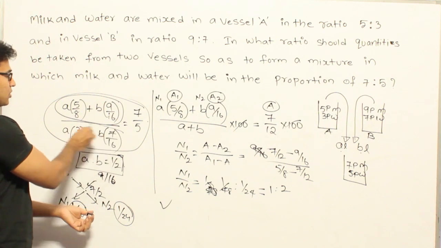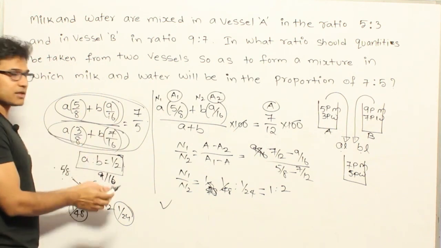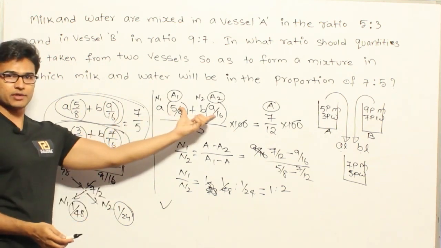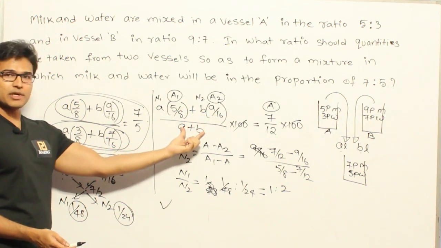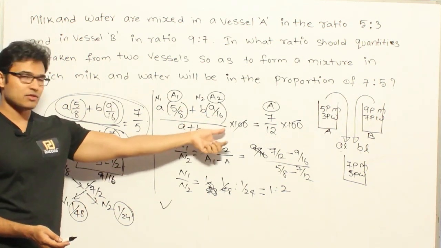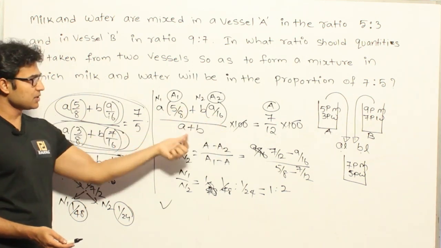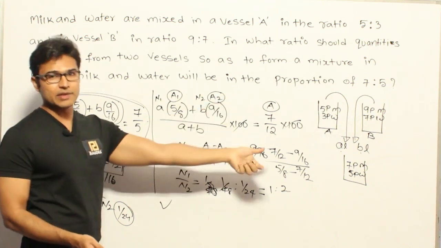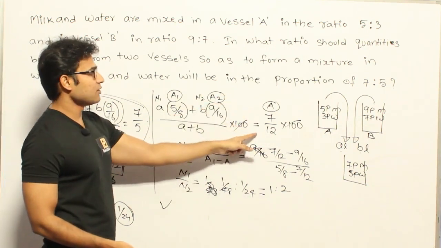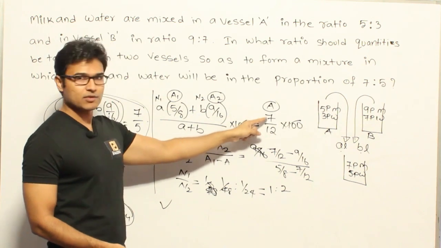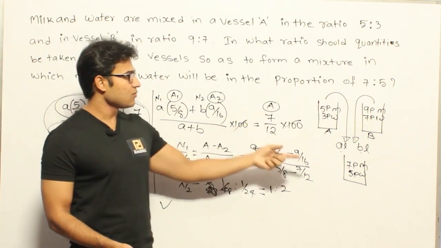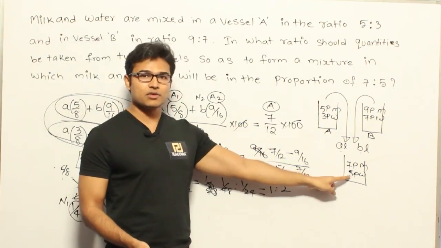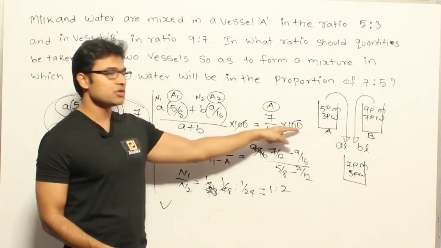Now this is the total milk present. Now I will put it here in the numerator, and denominator is going to be A plus B only, into 100. If I do it, that is going to be the percentage of water present in the final mixture, right? Now that has to be equal to, instead of writing it as 7 by 12, I will write it as 5 by 12. Why? Because milk is only 5 parts, therefore 5 by 12 into 100.